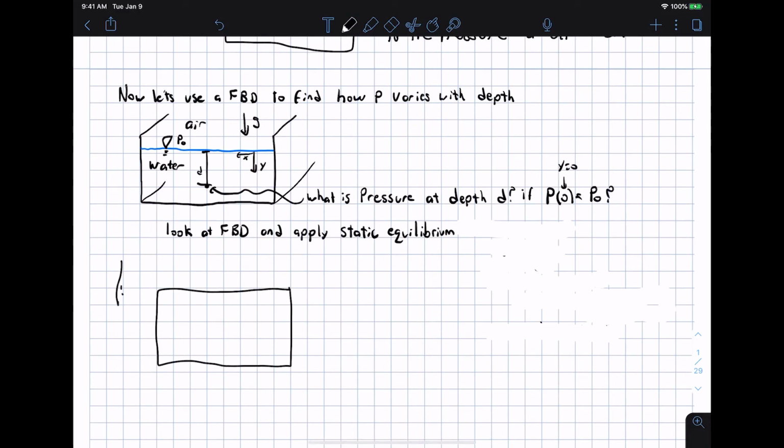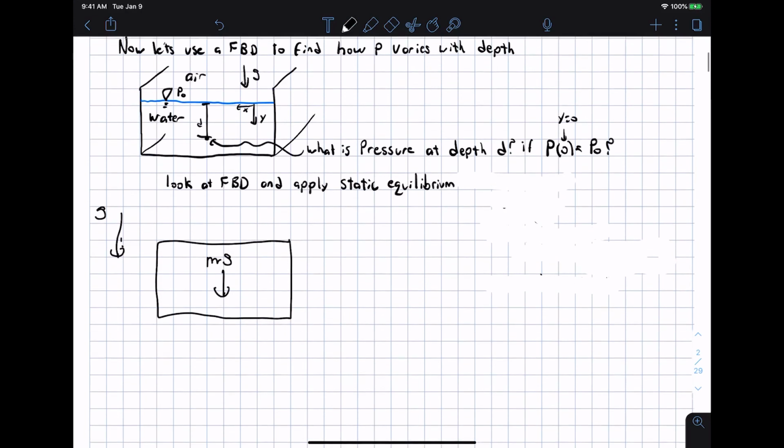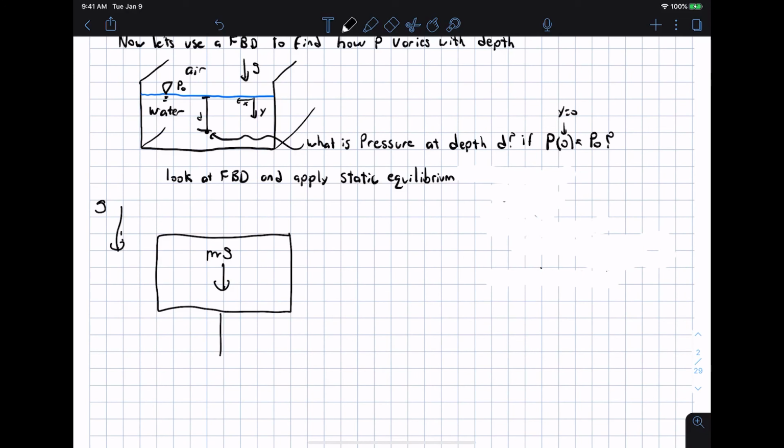And we have gravity going down. Which means inside of the element we have some weight. I'll call that m times g going down, because there is weight of the fluid inside of there, which we need to take into account. And we have a pressure times an area going up, and a pressure P naught, which is the atmospheric pressure, times an area, right?